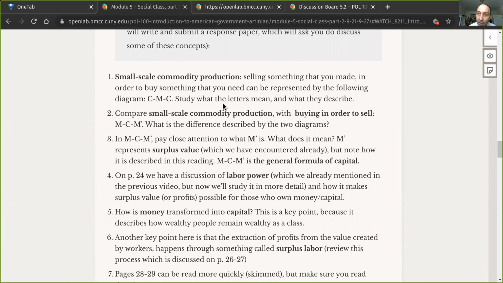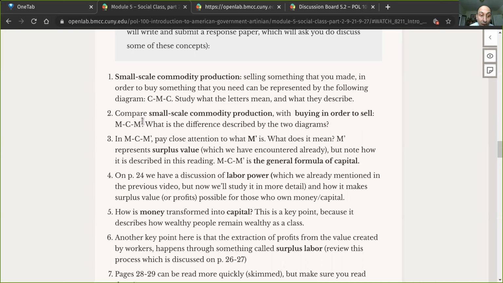Right? Study what these letters mean. I kind of got you started on this. C-M-C: selling something that you've made in order to buy something that you need. This is contrasted with buying a commodity, using money, M stands for money, that you have to buy a commodity, not in order to use it, but in order to sell it for more money than you bought it for.